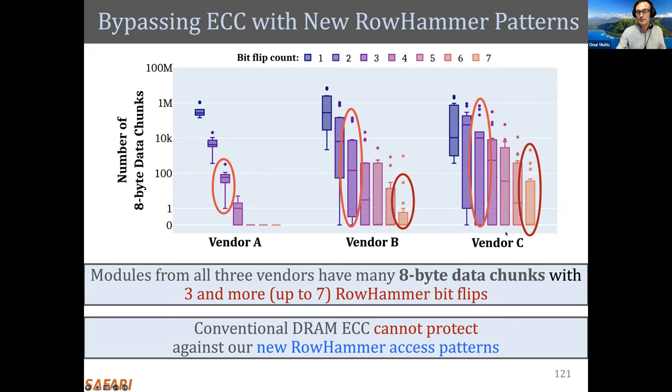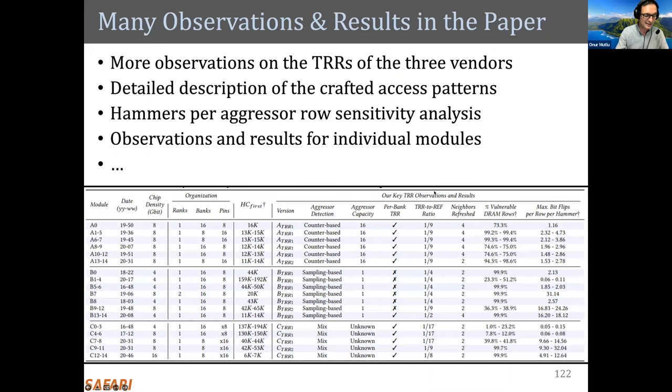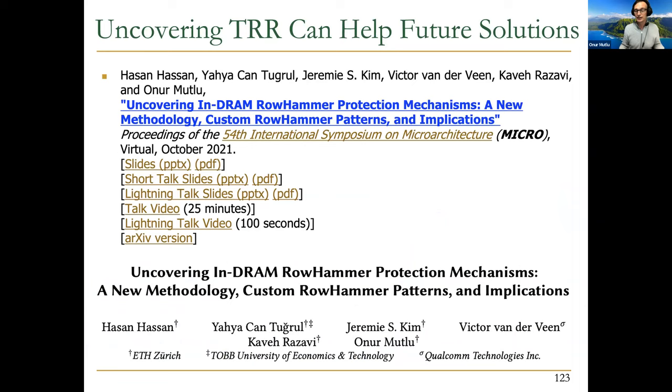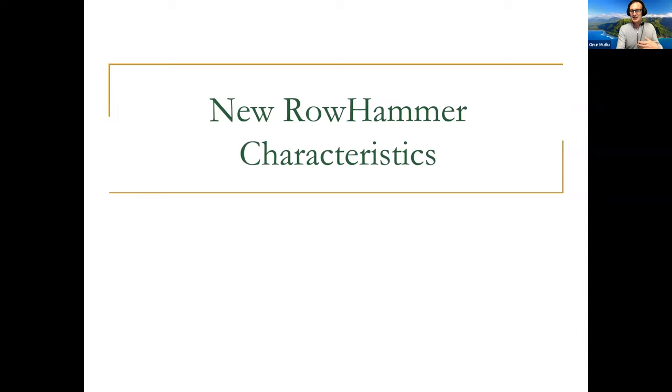Okay, if you really want to have more data on these real chips and their protection mechanisms, I would encourage you to take a look at our paper at MICRO. And as I said, we're going to release this code completely, and we're going to release the infrastructure that enabled us to study the DDR4 chips very soon as well, with an arXiv paper soon. Okay, so let me talk about some of the new RowHammer characteristics that we discovered along these lines, but without the protection mechanisms. And this is another MICRO paper that I will quickly describe.